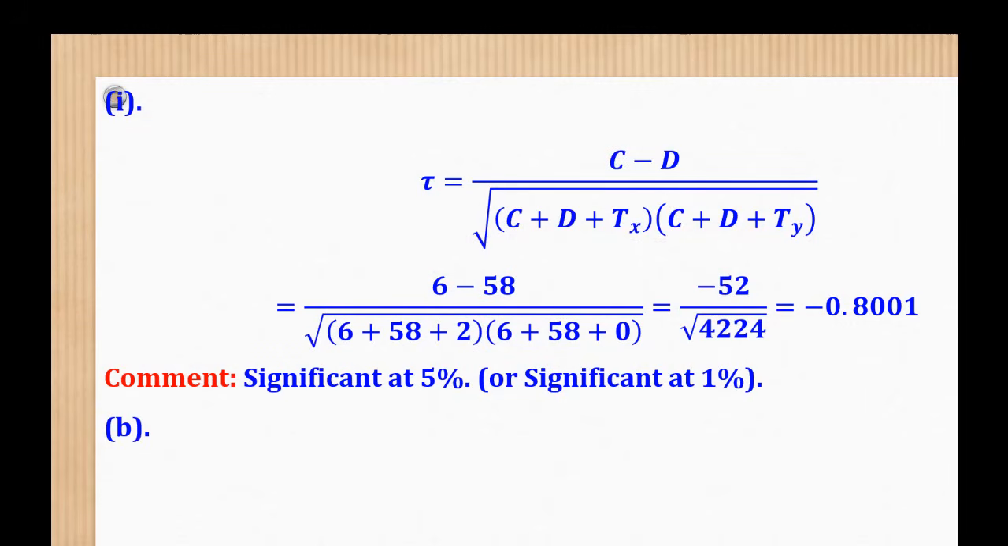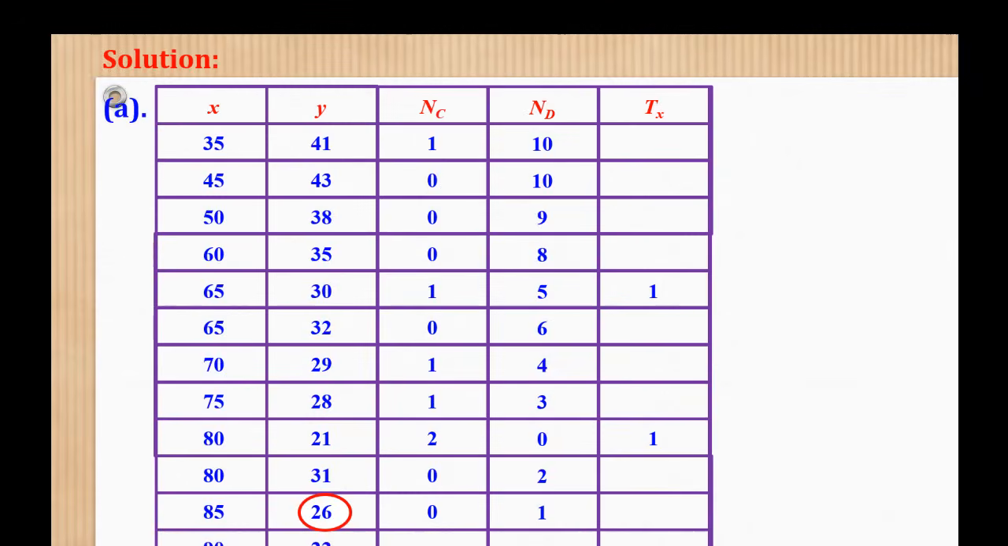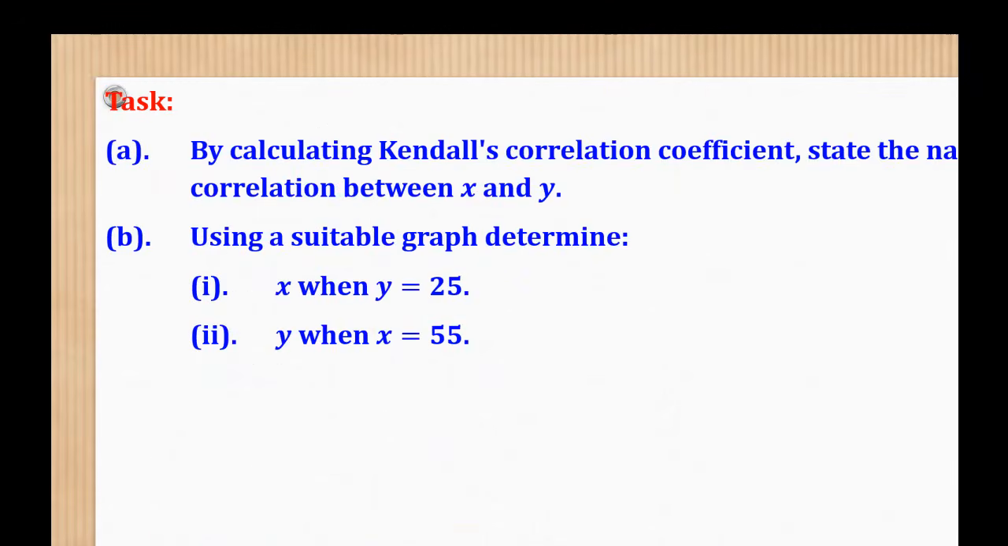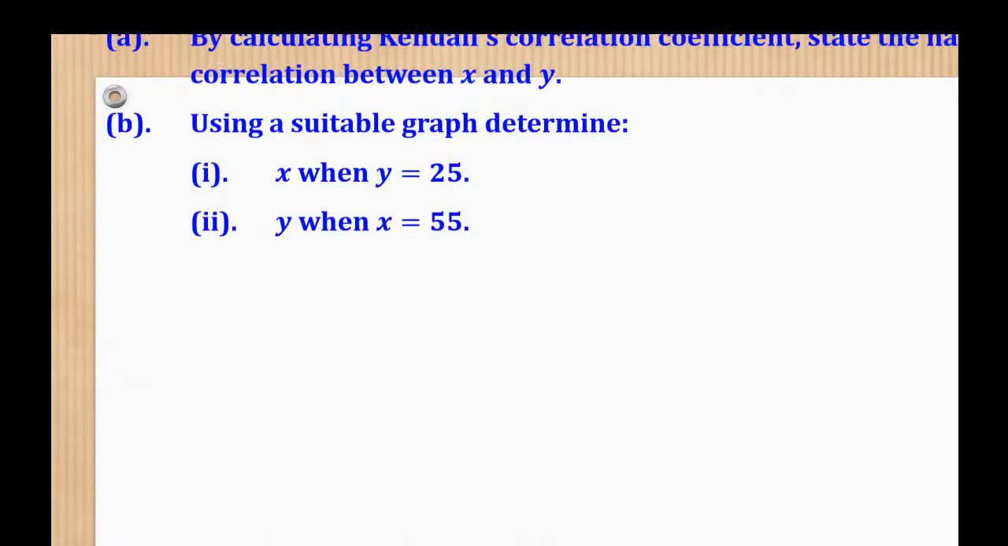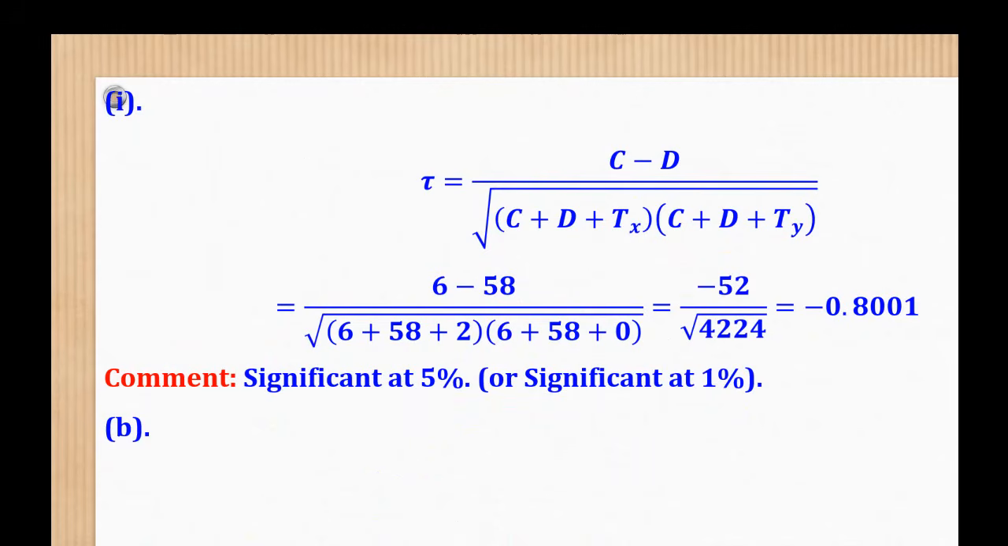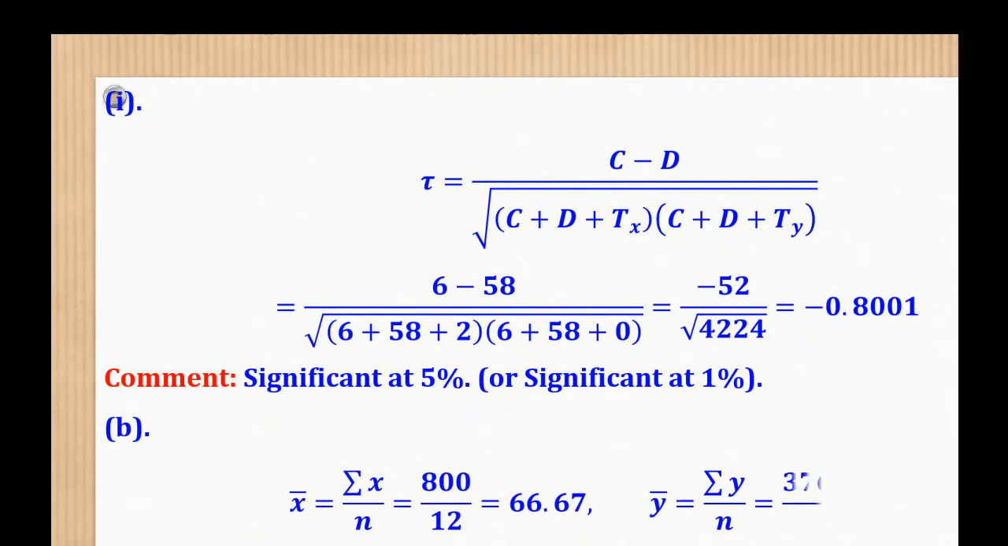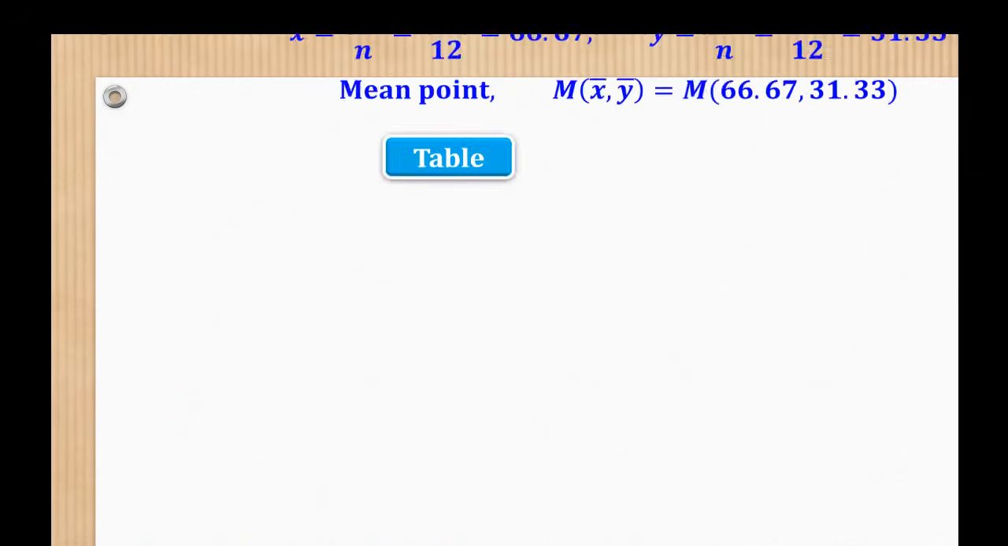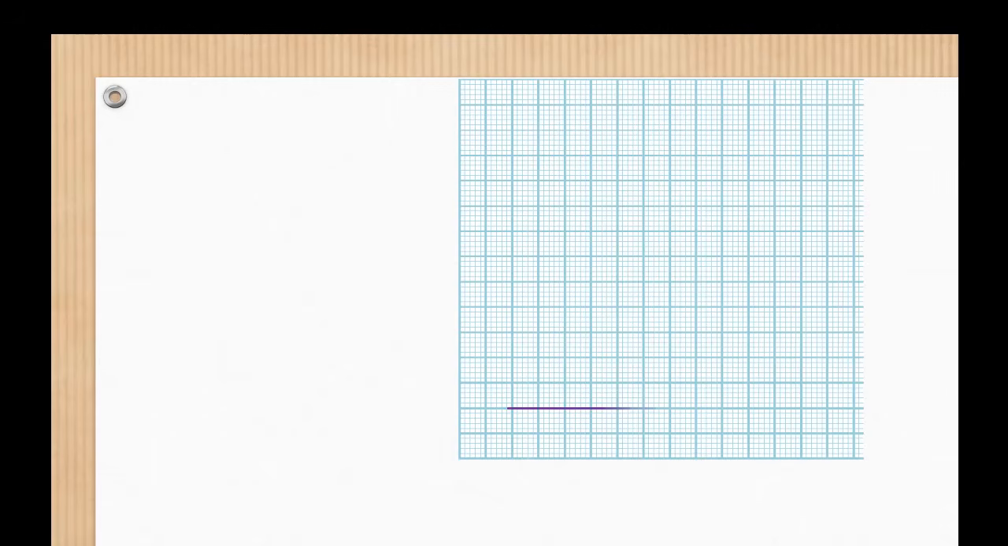Then part B said, using a suitable graph, determine the value of x when y is 25 and the value of y when x is 55. Okay, so that means we have to plot a scatter graph. We shall first get the mean point, which is that. Then now go ahead and get a graph paper, draw the horizontal axis and the vertical axis.